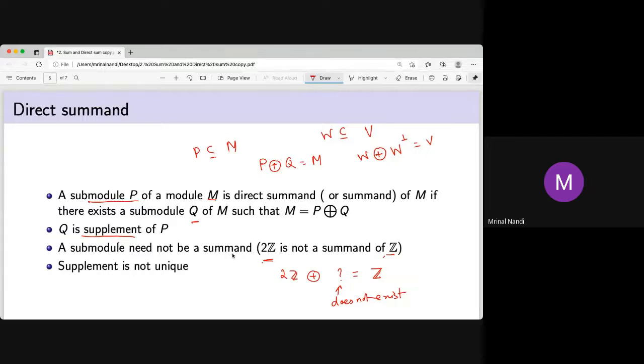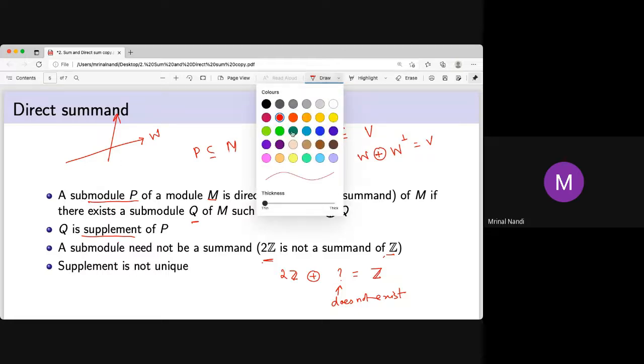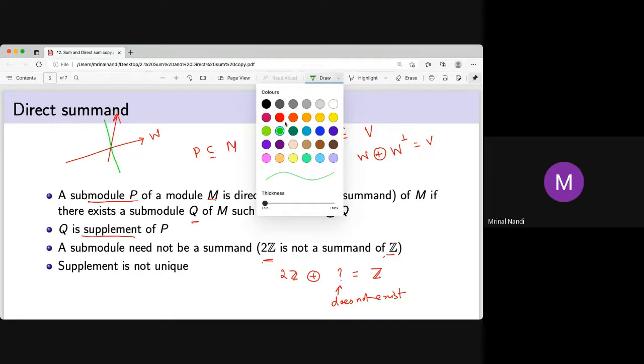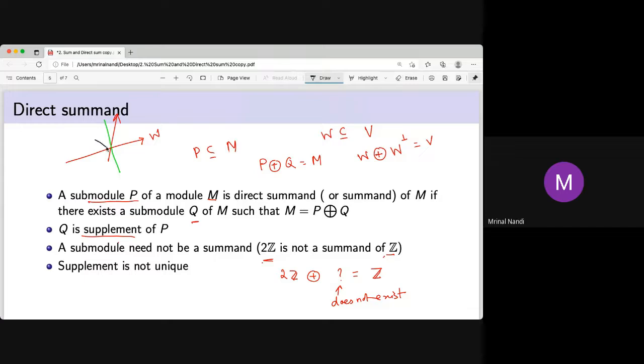Also, if a supplement exists, here it does not exist, but if it exists, it may not be unique. That is also the same thing in vector space. Say in R2, if this is W, and we have one complement, another complement like that. Say this green part is also another complement. Any line which is not this line passing through the origin is a complement of W.